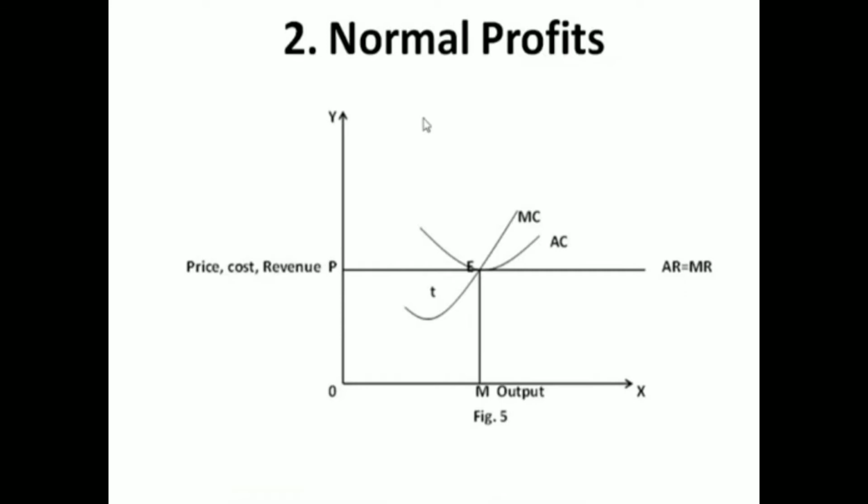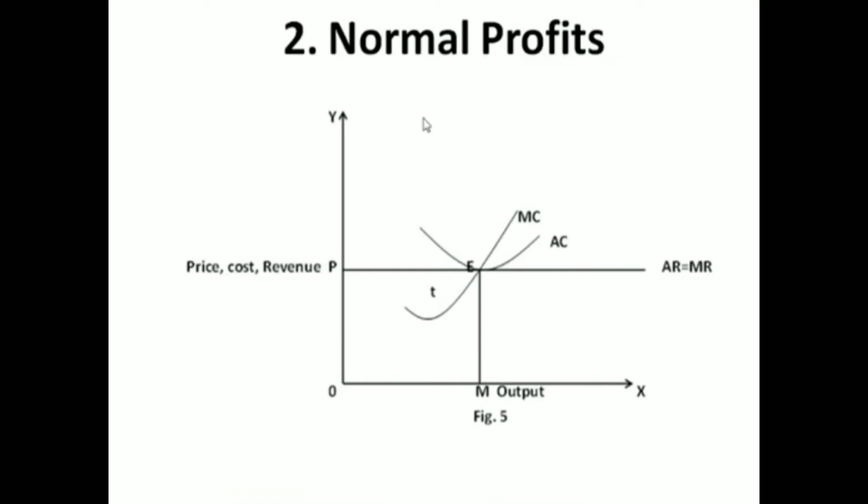Looking at this figure, in the x-axis we have taken output, and in the y-axis we have taken the price, cost and revenue. Here also the cost curves and revenue curves are expressed in marginal as well as average terms: AC, MC, AR, MR. Price is equal to AR, and in perfect competition we know AR is equal to MR. So price is equal to AR is equal to MR.